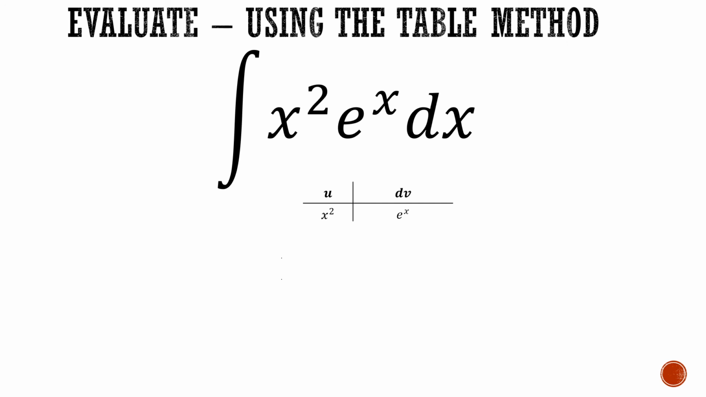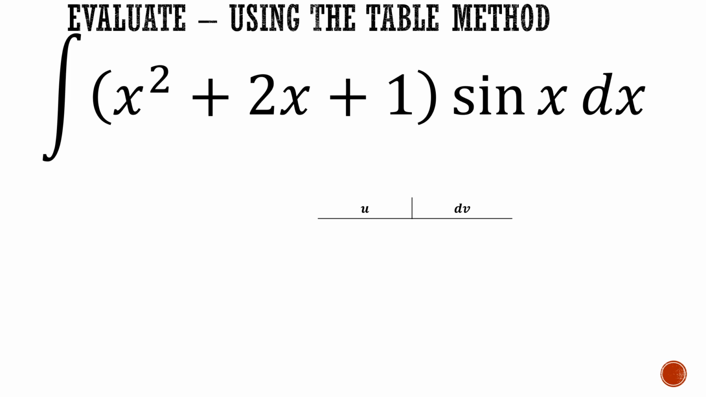So the derivative of x squared is 2x, and the integral of dv is e to the x. Then the derivative of 2x is 2, and the integral of e to the x is e to the x. Then the derivative of 2 is 0, and the integral of e to the x is e to the x. Now remember, after you get your table down to 0, on the u side, you're going to alternate your signs, and then multiply out your diagonals. And so my final answer would be x squared e to the x minus 2x e to the x plus 2 e to the x plus c.